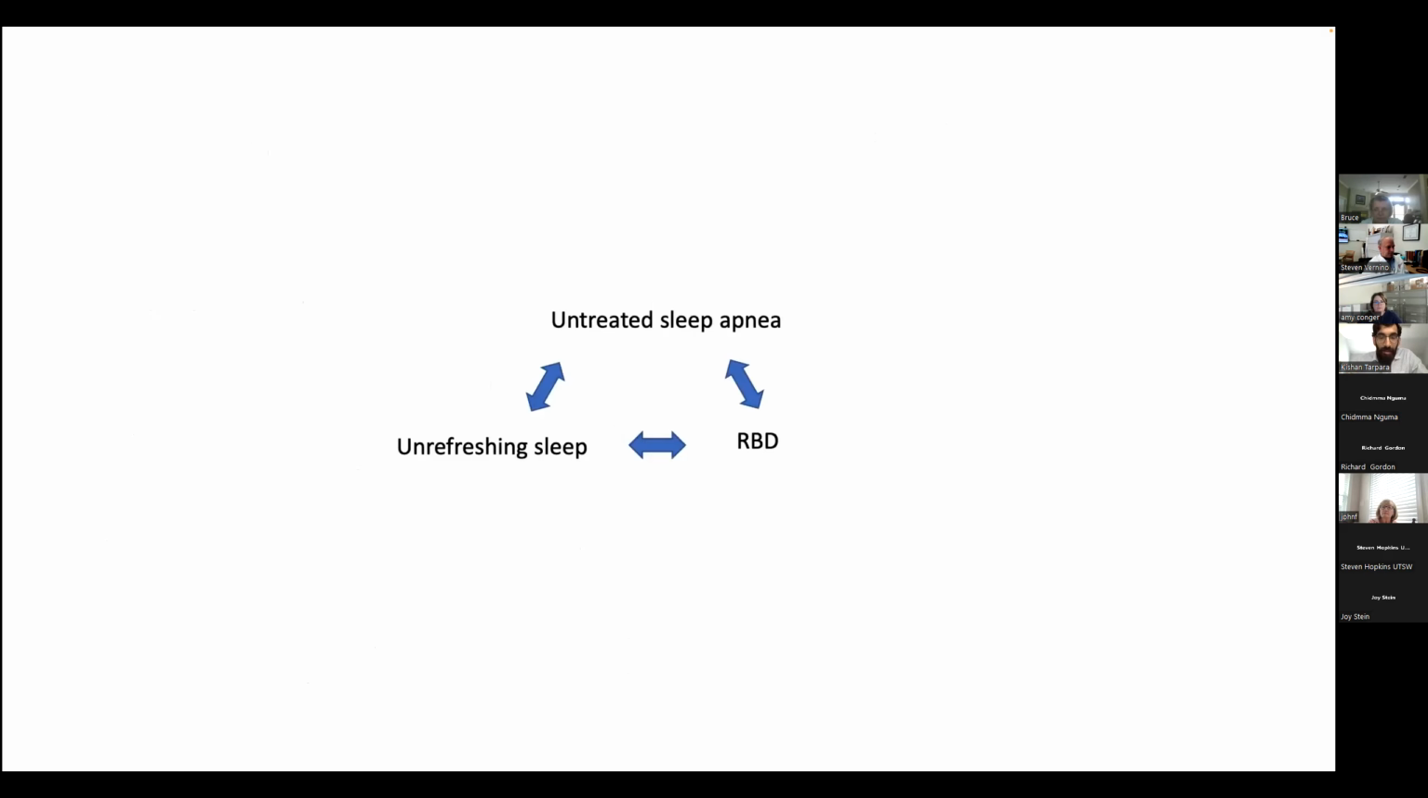And going back to one of the earlier pictures, there is a complicated interaction between RBD and other symptoms. So if you have untreated sleep apnea, that can worsen REM sleep behavior disorder. Sometimes treating the sleep apnea can improve the RBD, as well as help you feel like you're sleeping better and getting better sleep.